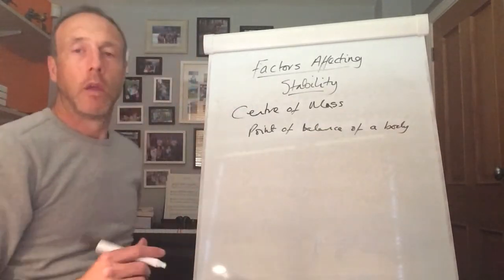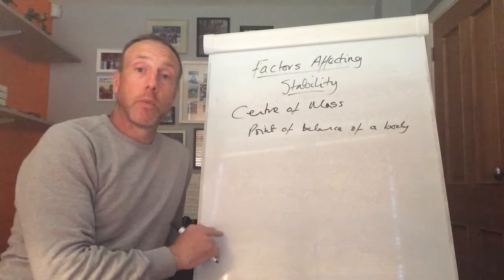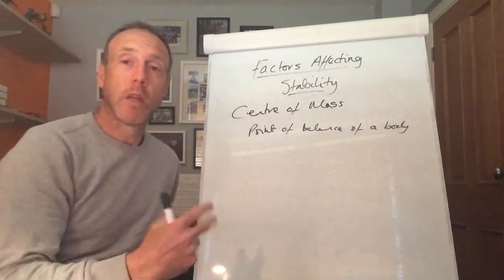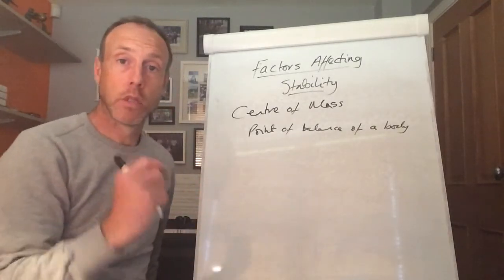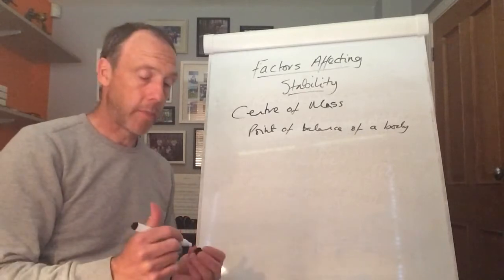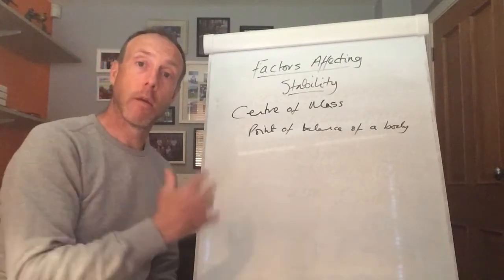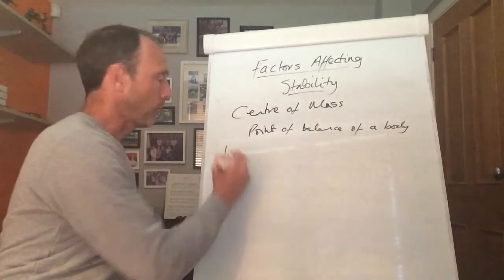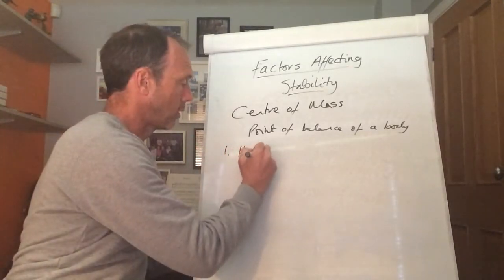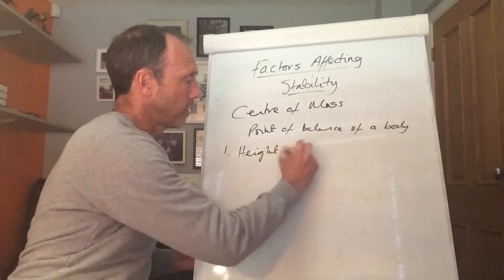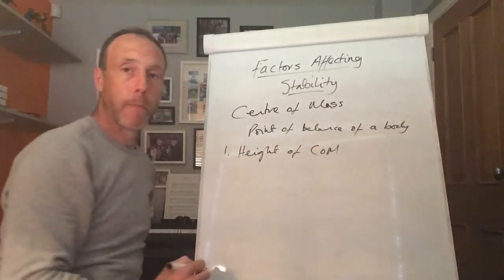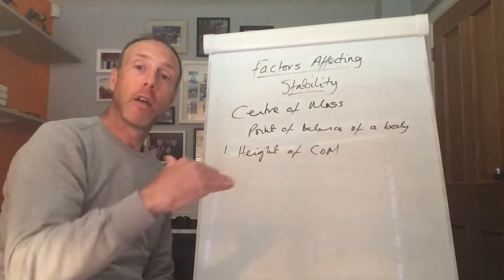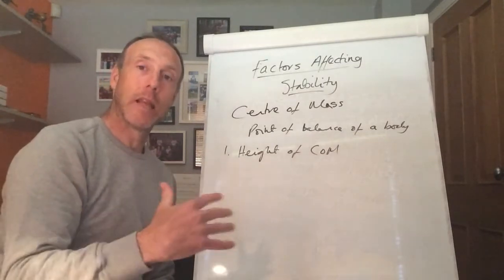Now this is really important to us because the position of the centre of mass is fundamental to stability. So we are going to spend a bit of time looking at the factors that allow this to happen, and in particular we're looking at four. The first one is the height of the centre of mass. The higher the centre of mass, the less stable you are.